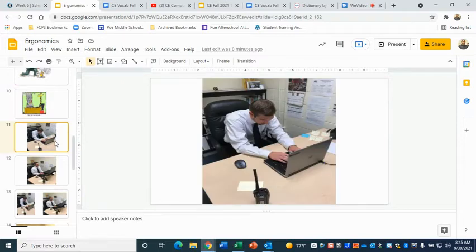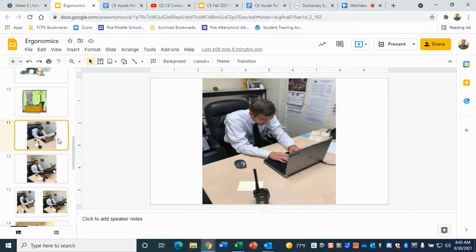This next one is an example. This is an assistant principal at Glasgow Middle School, Mr. McFarland. And Mr. McFarland's about 6'6" tall. He's very tall. And in this picture, you can see how he's scrunched over. And if you look at his shoulders and his neck, that's not very ergonomical. And if he kept typing like this, eventually his neck and his back would become very sore.